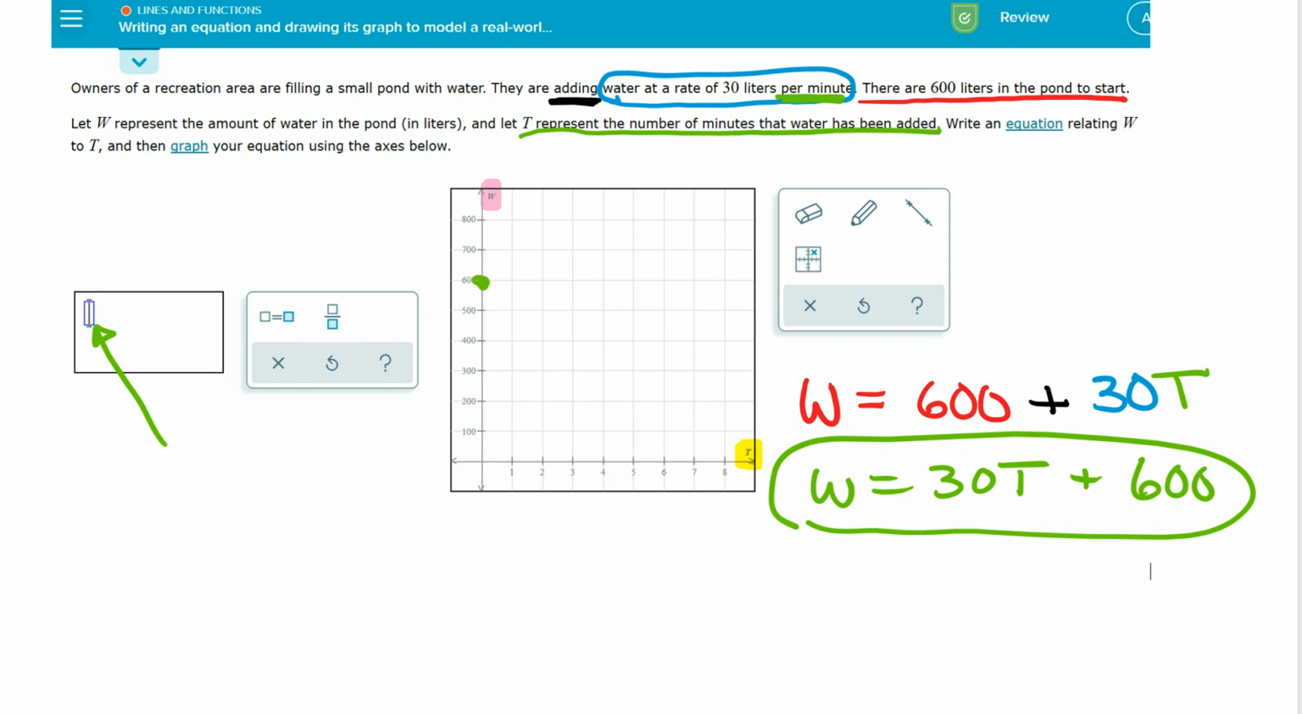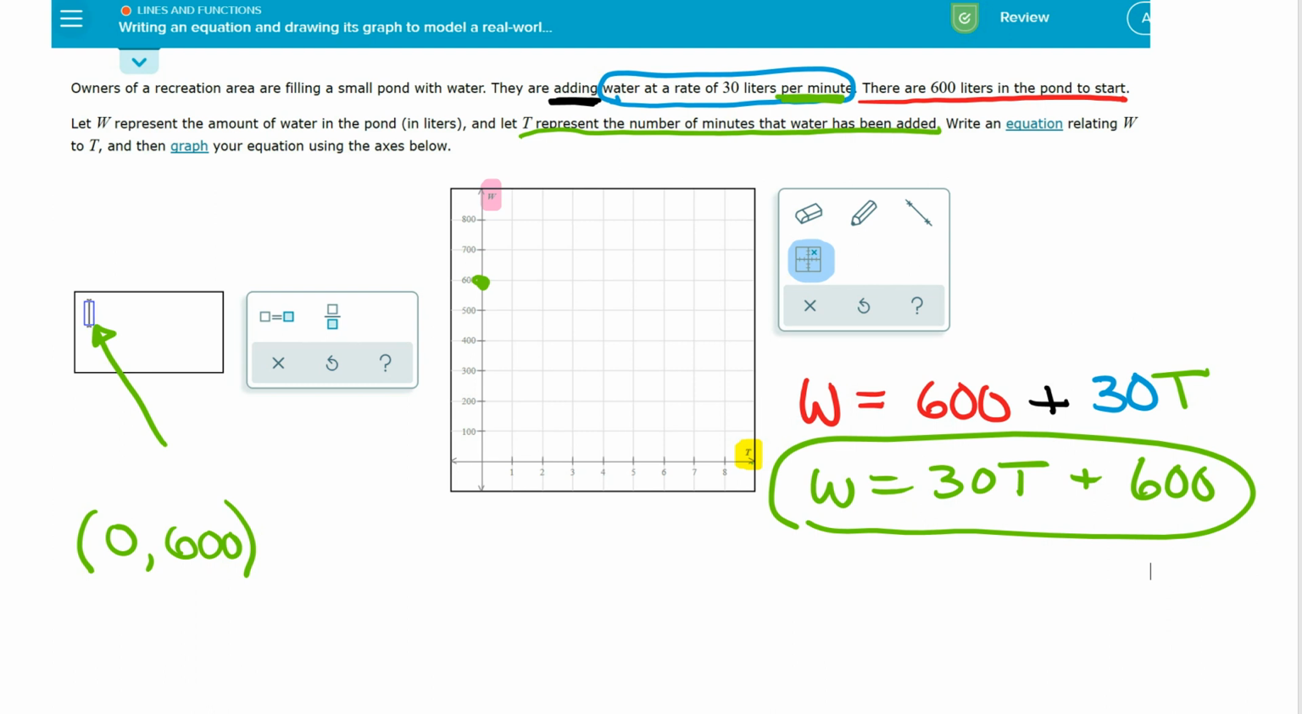And then at the 1 minute mark, they would have 30 times 1 plus 600. You'd have 630. But this thing only goes in increments of hundreds, and 30 doesn't go into 100 evenly. It's going to take a while to figure that out. So I'm going to have to use this little symbol right here to pick another point. I already know that my first point is when time is 0, there's 600 liters in the pond.